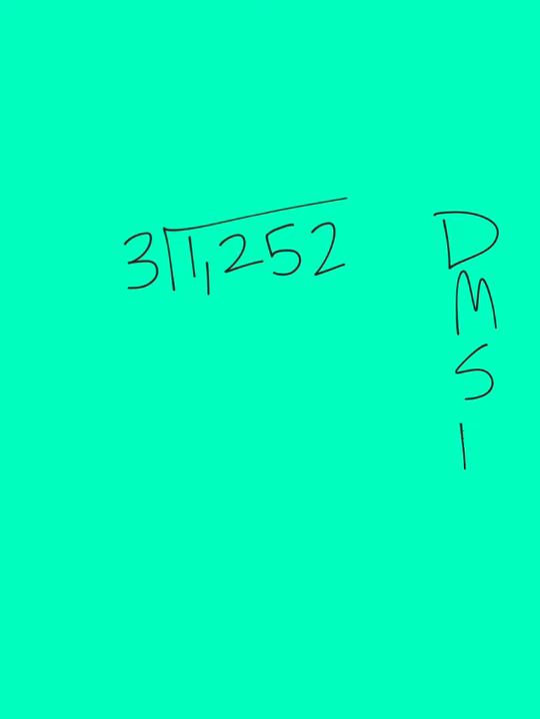We're going to do the problem 1,252 divided by 3. So remember our steps for standard algorithm or for box method are D, M, S, B. So that's the first thing that you should do, just write down those steps, D, M, S, B. So first we're going to divide, the D.